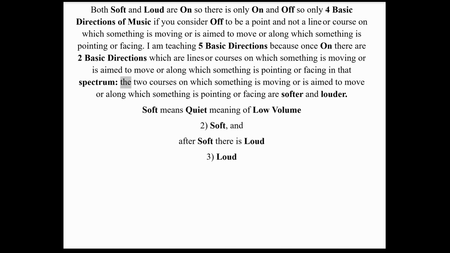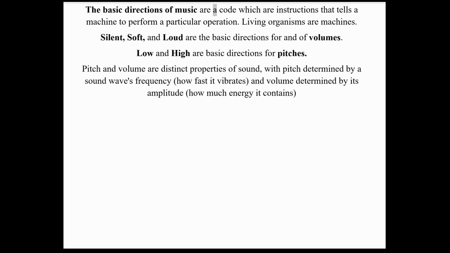In that spectrum, the 2 courses on which something is moving or is aimed to move, or along which something is pointing or facing, are softer and louder. Soft means quiet, meaning of low volume. 2. Soft, and after soft there is loud. 3. Loud. The basic directions of music are a code, which are instructions that tell a machine to perform a particular operation. Living organisms are machines.